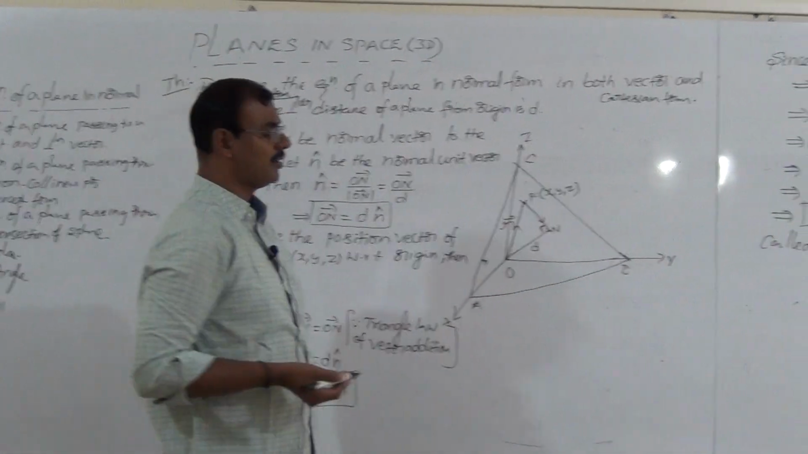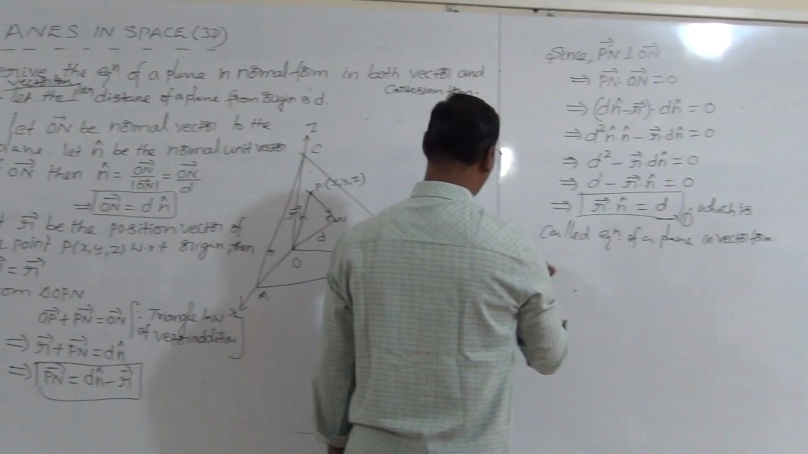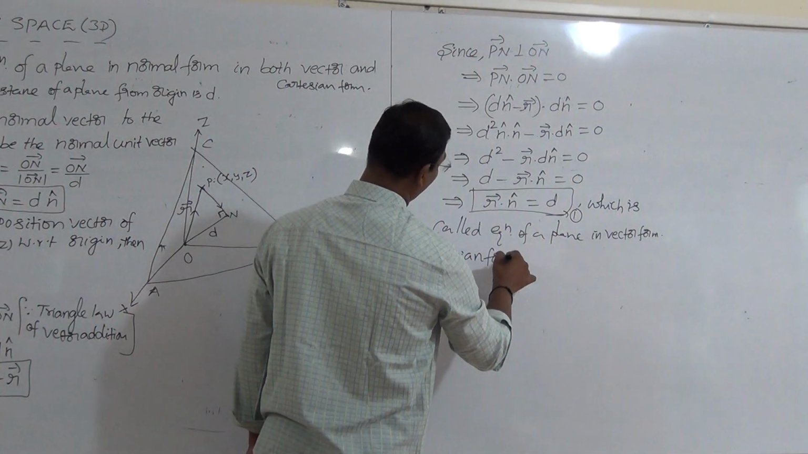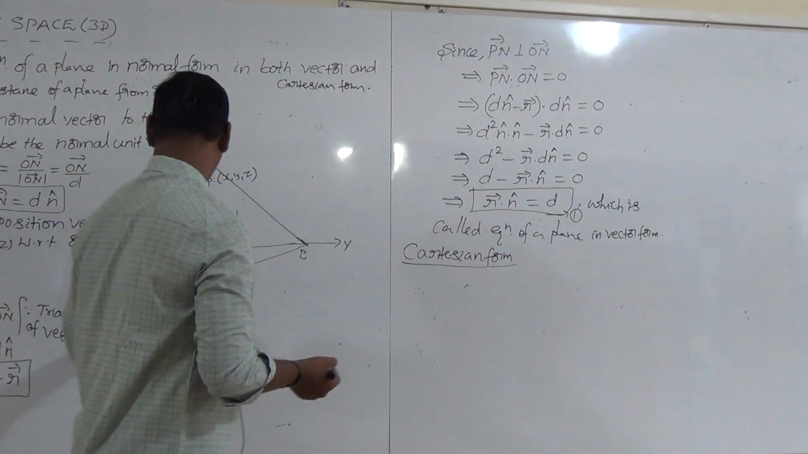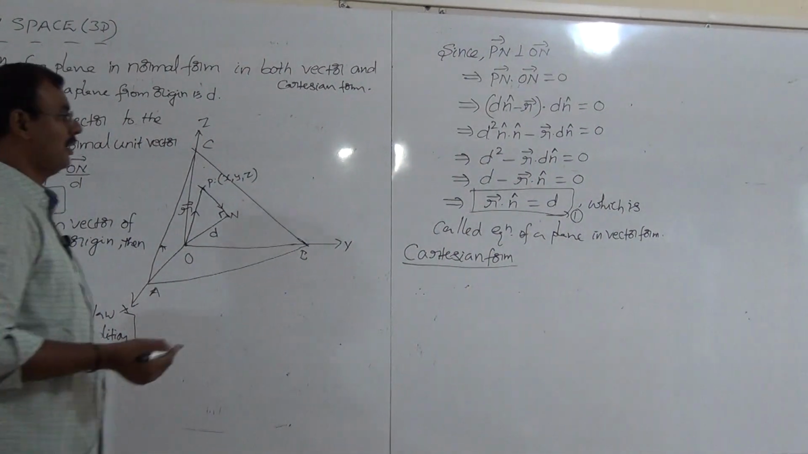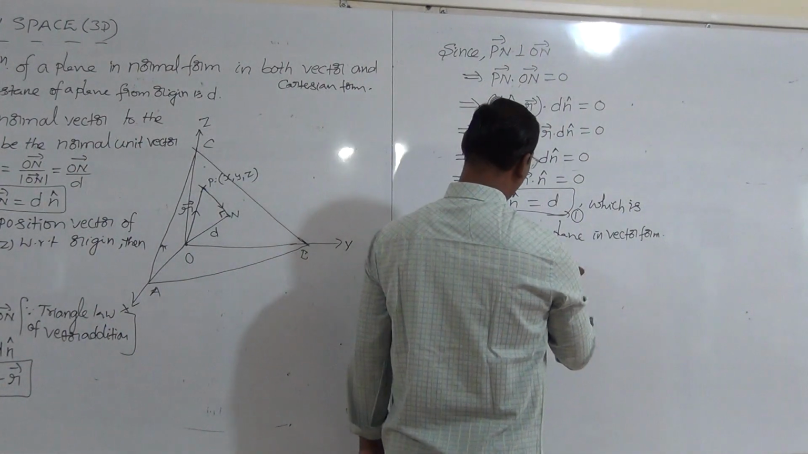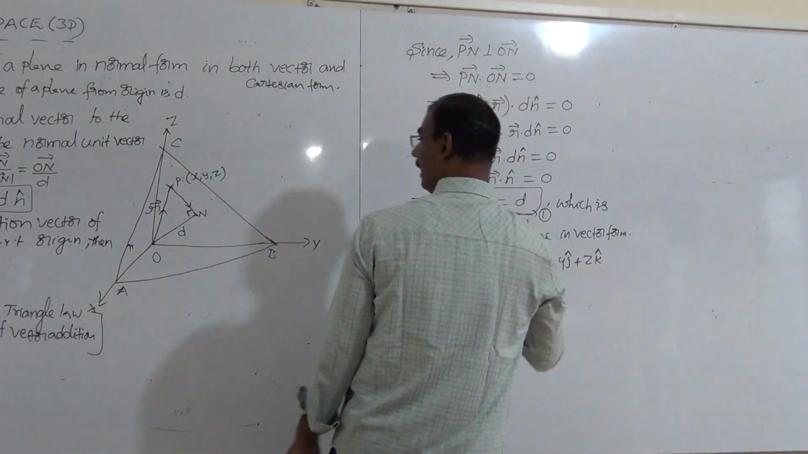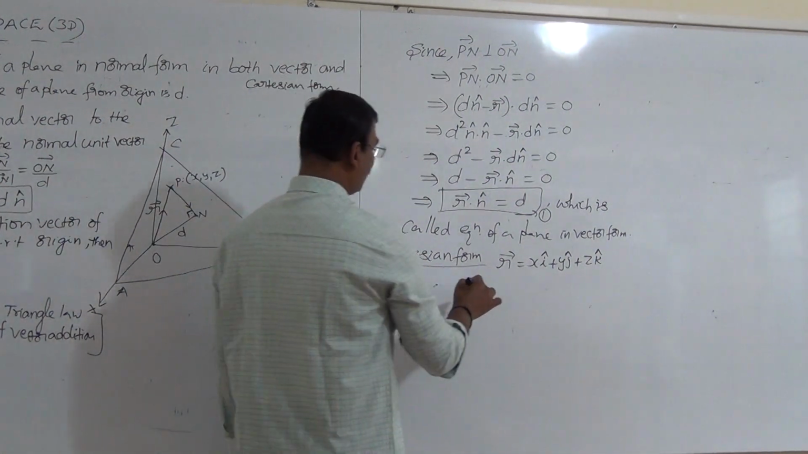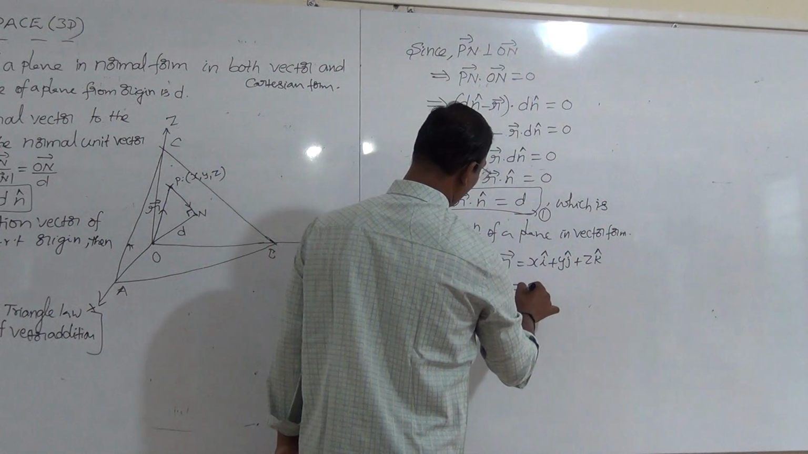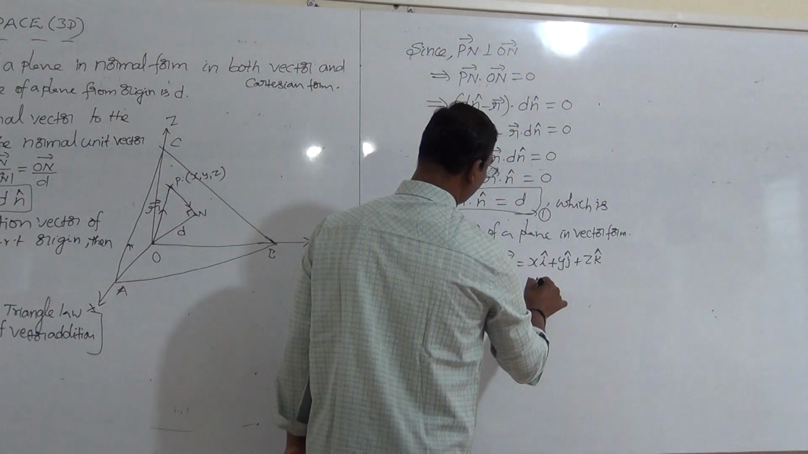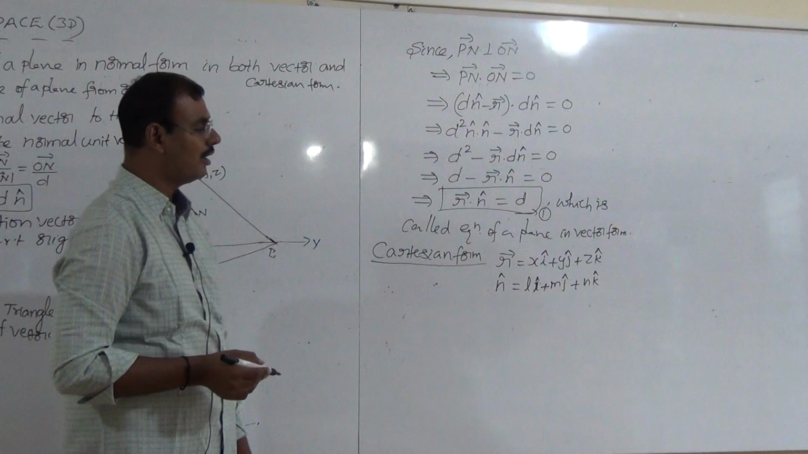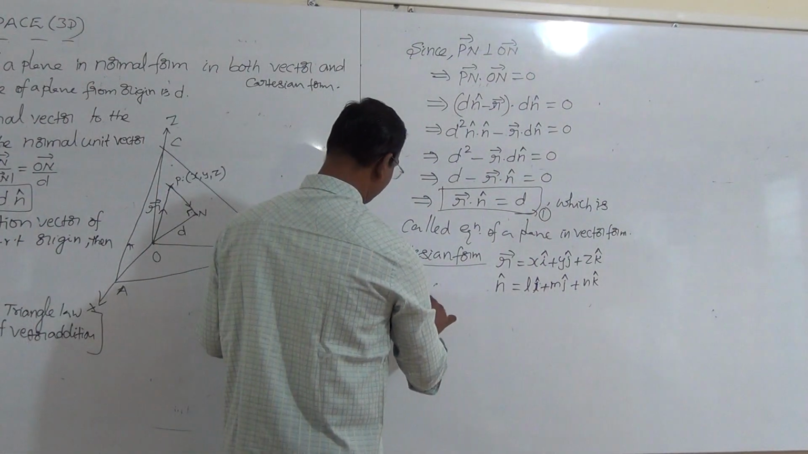From this we can easily derive the Cartesian form. Whenever you know the vector form, the Cartesian form is very easy to find. What is R bar actually? The position vector of the point P. So let R bar be equal to x into i plus y into j plus z into k. What is n cap? The normal unit vector. It has direction cosines, so n cap is equal to l into i cap plus m into j cap plus n into k cap. D is a scalar distance. Substitute in equation 1.